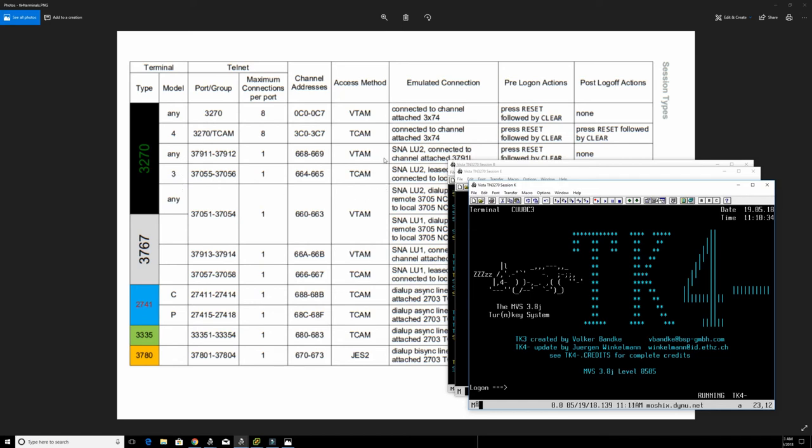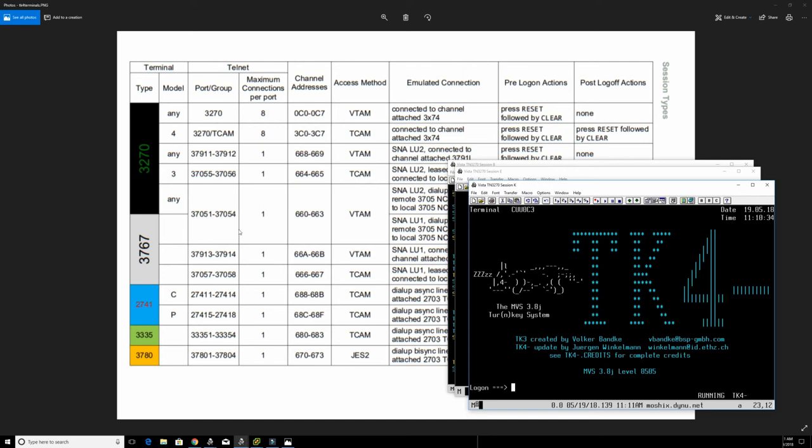So if you want VTEM SNA, which probably is the best way to handle the attention keys, then connect to port 37911 with any terminal size, and you'll be running VTEM SNA. Okay, so that's one sure way.